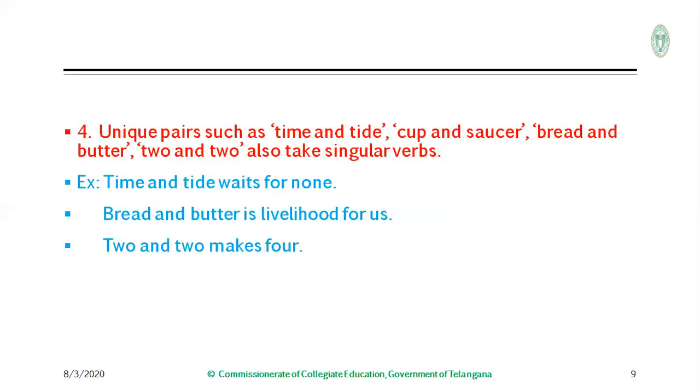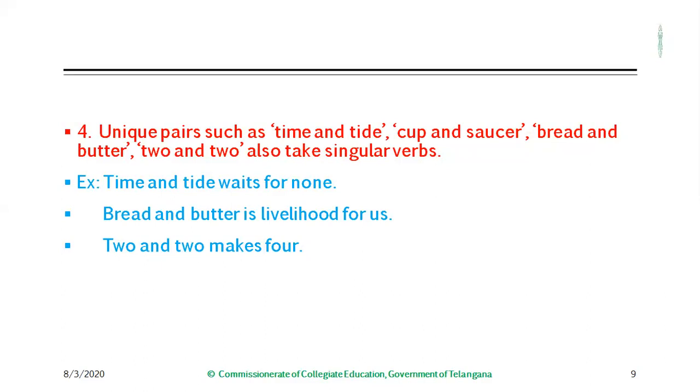Now, let's go to another rule. Rule number 4. Unique pairs such as time and tide, cup and saucer, bread and butter, two and two also take singular verbs. They are unique pairs. Time and tide always go together. Cup and saucer, bread and butter, two and two always go together. So they are called unique pairs. We cannot separate them.